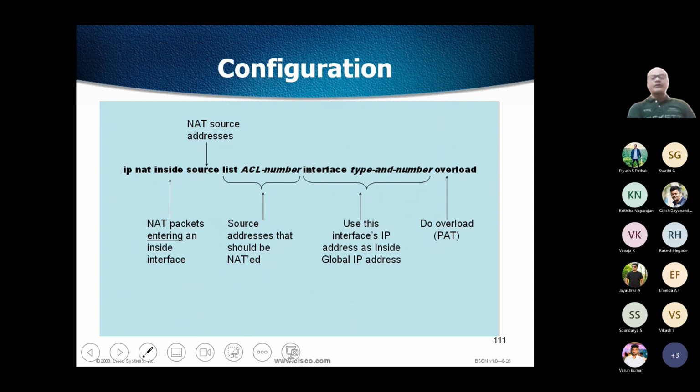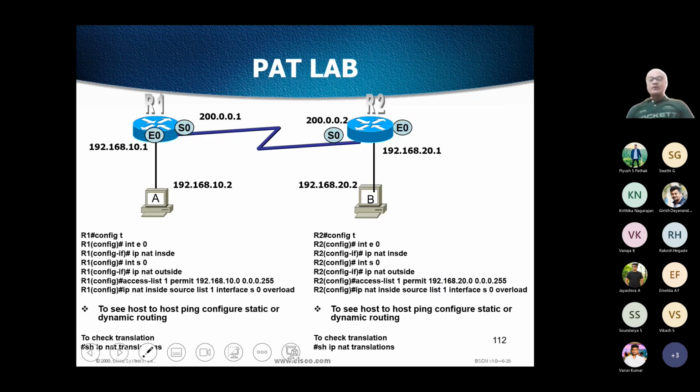And this is the configuration, how we can configure your PAT. We go to the interface and tell it this is the inside, this is the outside. Access list 1 permits this network to access the internet. Then ip nat inside source list 1 interface 0 overload. Overload means it understands that you are going to configure PAT. Same thing on this side. So you only have to configure one side, not both sides.